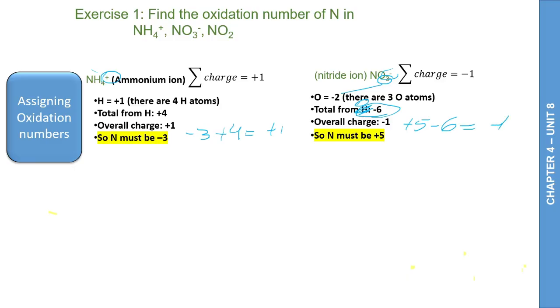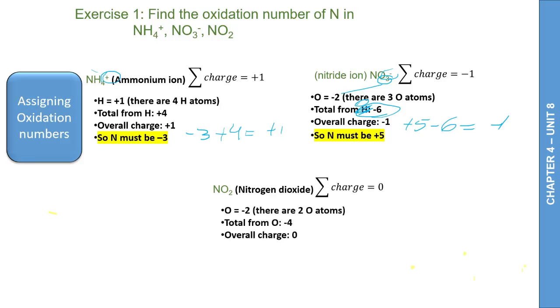Let's go to nitrogen dioxide. The sum of the charges here must be equal to 0, right? Because we don't have a charge. You don't see any sign over there. Oxygen, we know, is -2. There are 2 atoms of oxygen, so it's -4. Overall, the charge must be 0. So nitrogen must be +4, because 4 minus 4 is equal to 0. That's it. It's easy to find the oxidation number. You just need to know some rules.